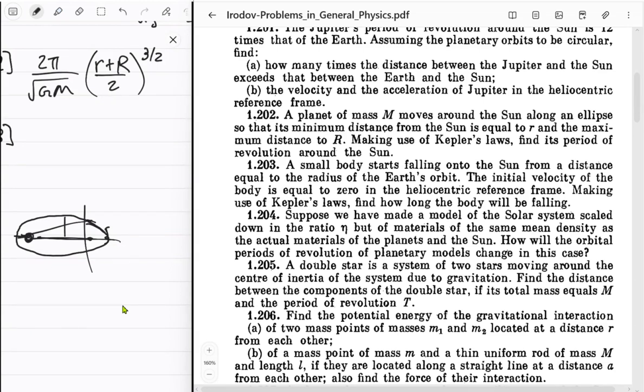Once it enters the surface, that's when it has actually fallen. So that's when you will stop counting time. How long will the body fall? How can you use Kepler's law for this? You will have to go for integration. Is there any other way?